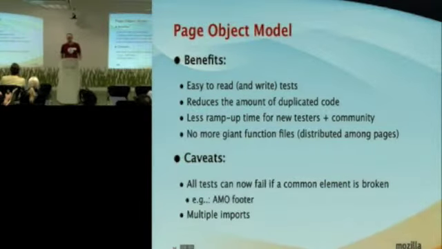There's no more giant function files. We don't have a 2,000-line file of all the functions in a given project. All those functions are spread amongst the pages and classes that use them. The caveat is that, and we've seen this just within the last couple of weeks, if a string or an XPath or a locator changes in the footer of a page, and since that's a common element in every page test for that, every test will fail.